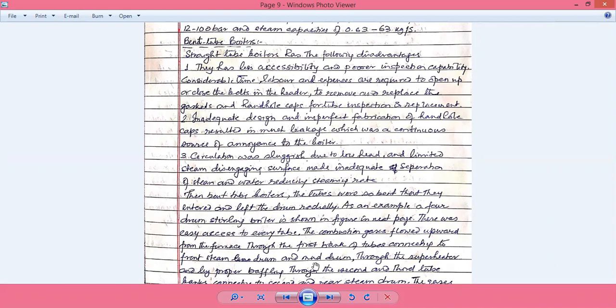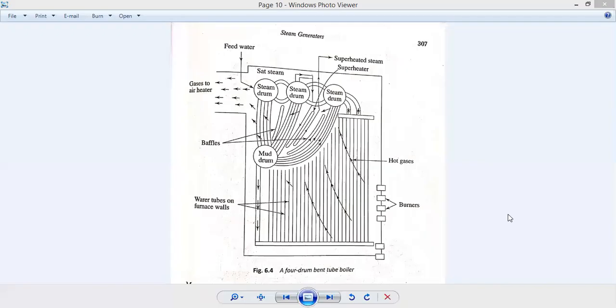It is on the next page. There is easy access to every tube. I'm just showing you the picture. This is a 4-drum bent tube boiler. These drums are 1, 2, 3. This is drum 1, 2, 3, and 4.